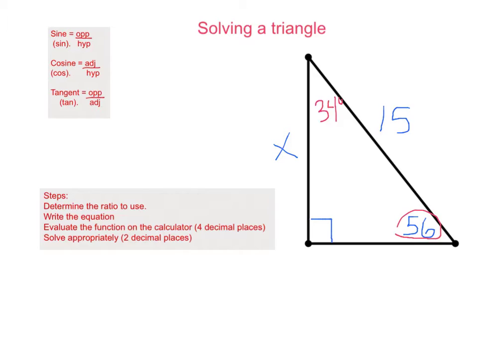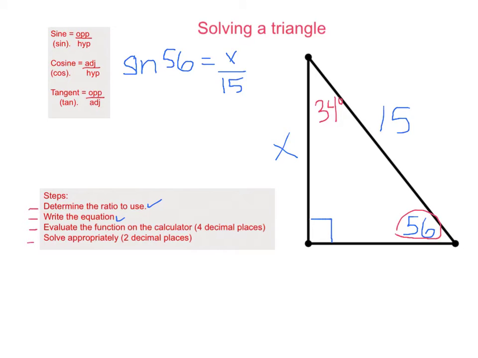So what we're going to do is follow these steps. The first thing is we need to determine the ratio. We have this angle, we want the opposite, and we have the hypotenuse. So we have to look over here and think, which one should we use? And we should use sine, because the sine of 56 in this case is the opposite, x, over the hypotenuse, 15. When we do this, we determined to use sine, and we wrote the equation.